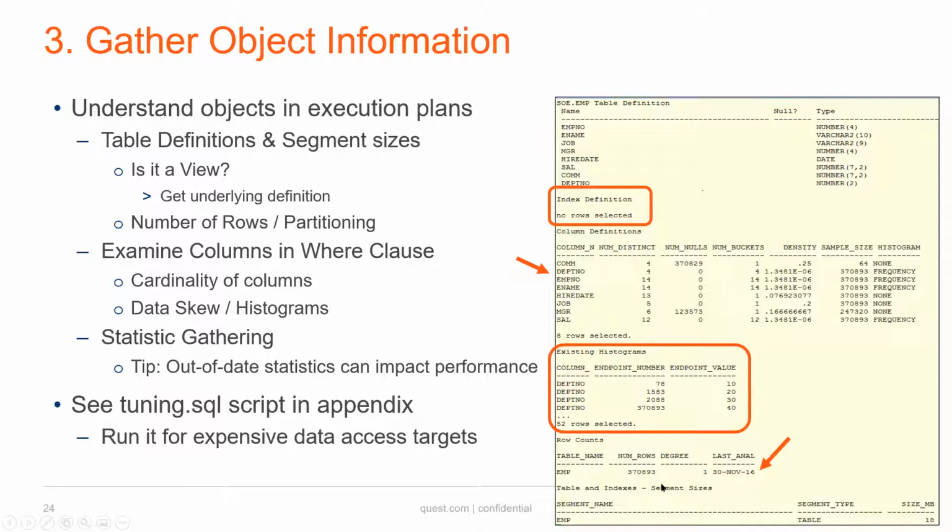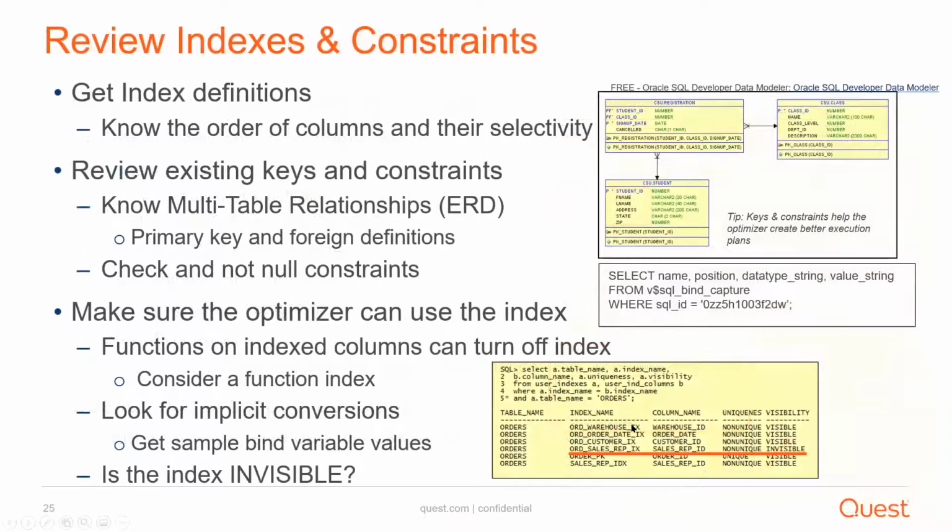I can also see when it was last analyzed, and my imp table is 18 meg. Also review the indexes and constraints. Get the index definitions. Know the order of the columns if you've got a composite or multi-column index. It's also important to consider the selectivity of those columns. You want the most selective column as the left leading column in the index.